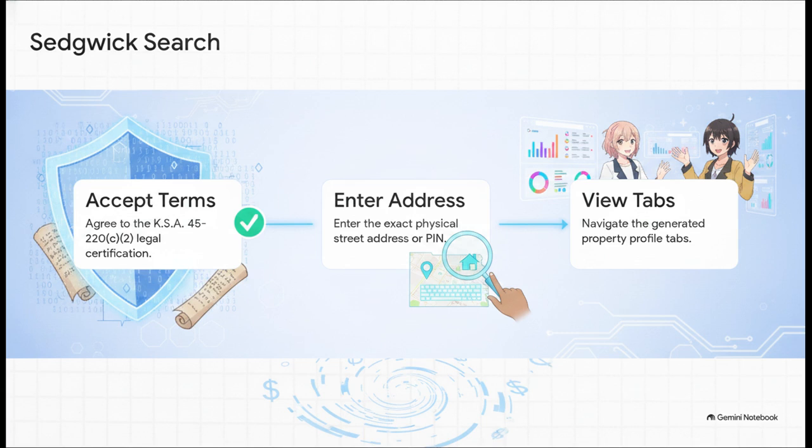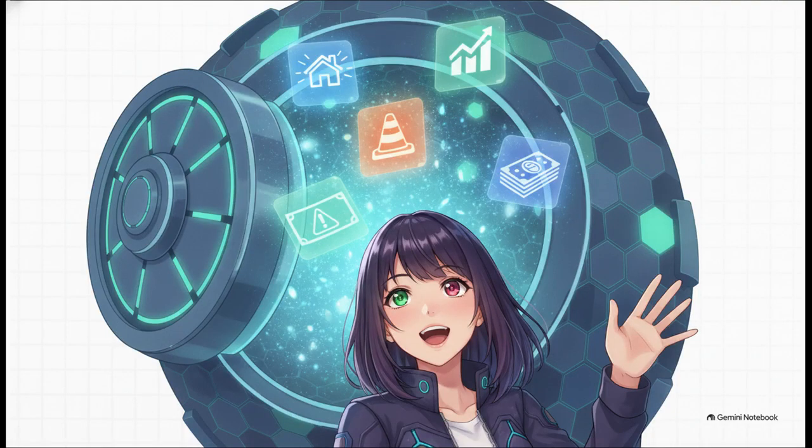Step 3, you land on a dashboard packed with data. And once that search executes, it unlocks 5 supercritical data sections. Property details gives you the raw physical characteristics of the land. Appraisals and assessments shows the valuation history, which, by the way, is a phenomenal tool if you're an investor trying to track market trends over time.